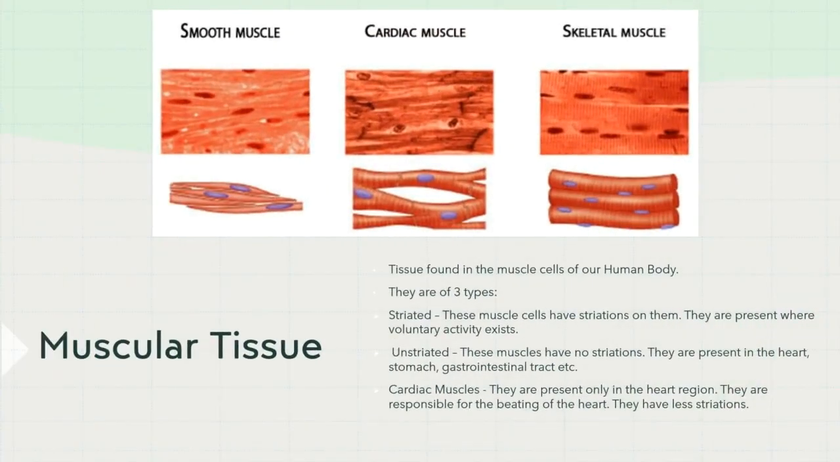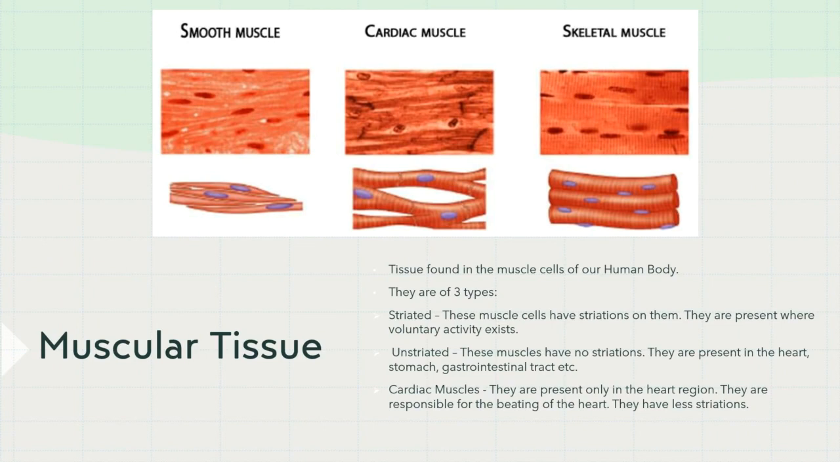So the next type of tissue is the muscular tissue. These are tissues found in the muscle cells of a human body. There are three types: the striated and the skeletal muscles. These muscle cells have striations on them. They are present where the voluntary activity exists, that is, the places where we have the control of, like the legs, the hands, the neck, etc.